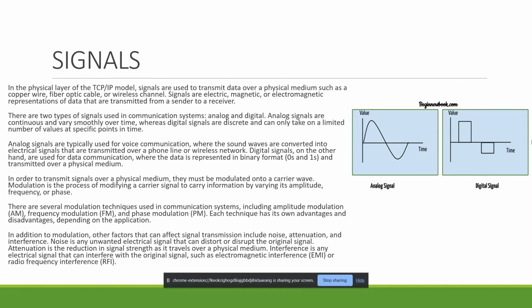So, in addition to the modulation, other factors that can affect the signal transmission are noise, attenuation, and interference. Noise is any unwanted electrical signal that can distort or disrupt the original signal. Attenuation is a reduction in signal strength as it travels over a physical medium. Interference is any electrical signal that can interfere with the original signal, such as electromagnetic interference (EMI) or radio frequency interference (RFI).